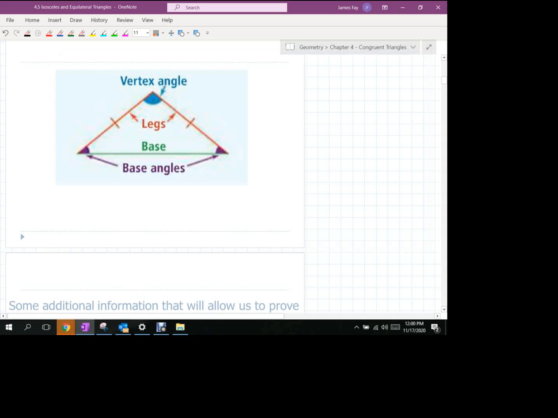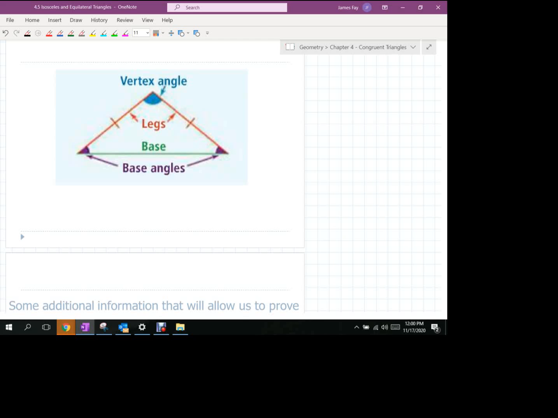Now, a lot of shapes have legs. So we talk about trapezoids having legs, and isosceles triangles have legs. So it's a good thing to say that these are the legs of an isosceles triangle. We have a base. Lots of shapes have bases, so this is the base of an isosceles triangle. The base angles are the angles that are created by a leg and the base, or the two angles that are touching the base or formed by the base. Those are called base angles.